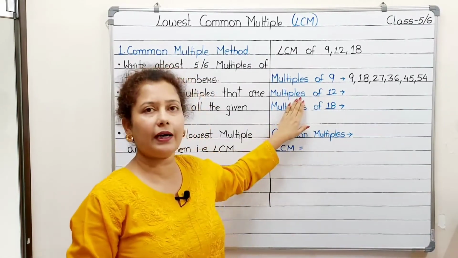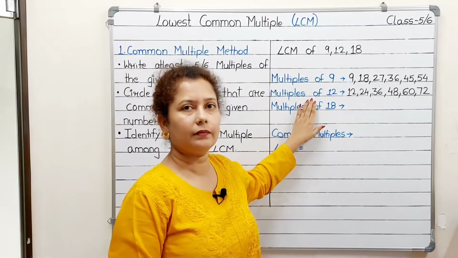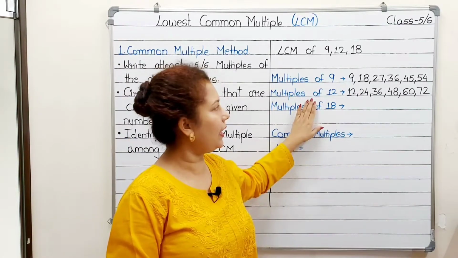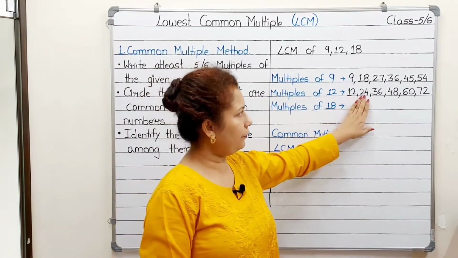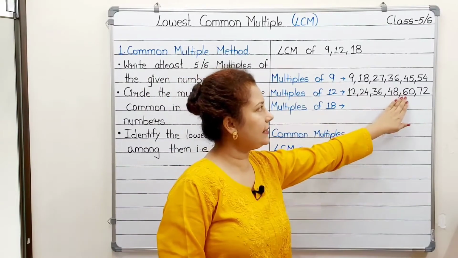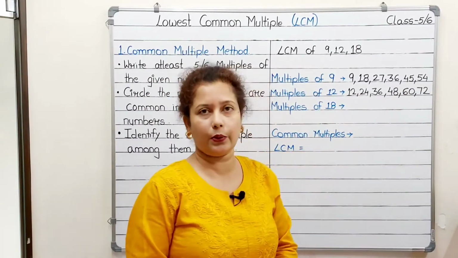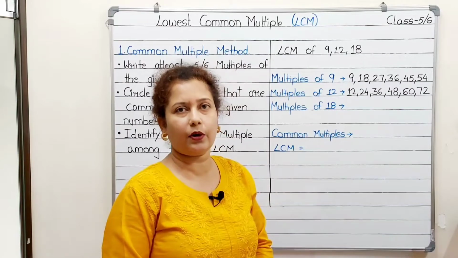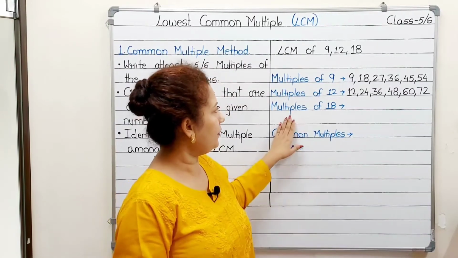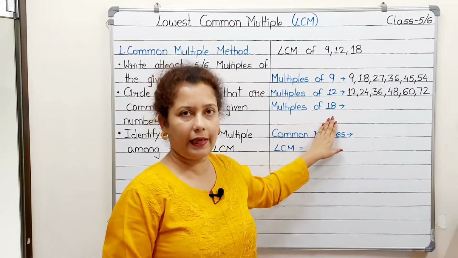Next we will write the multiples of 12. Multiples of 12 are 12, 24, 36, 48, 60, 72 and so on. It's just the table of 12. Next we will find the multiples of 18.